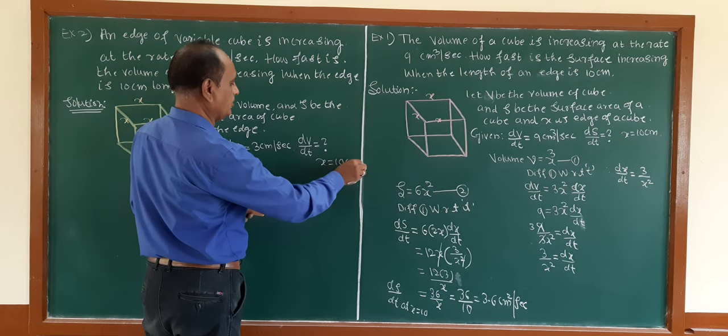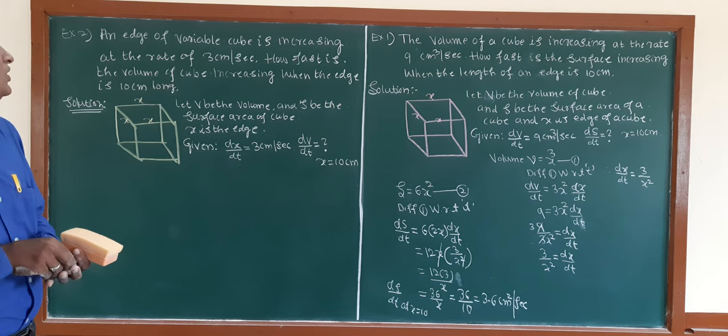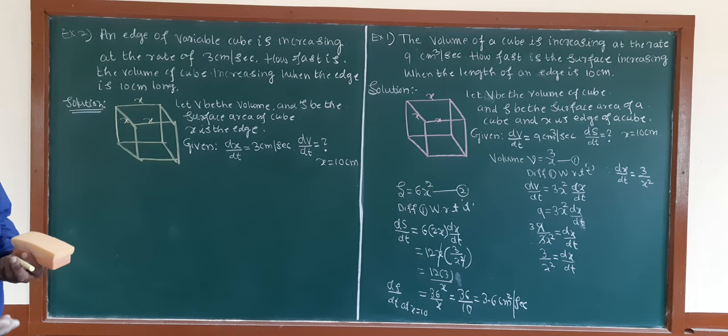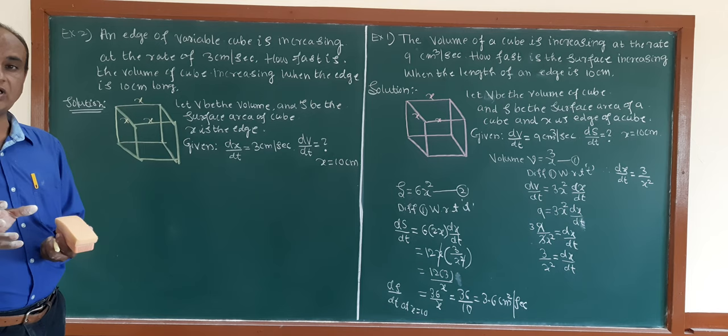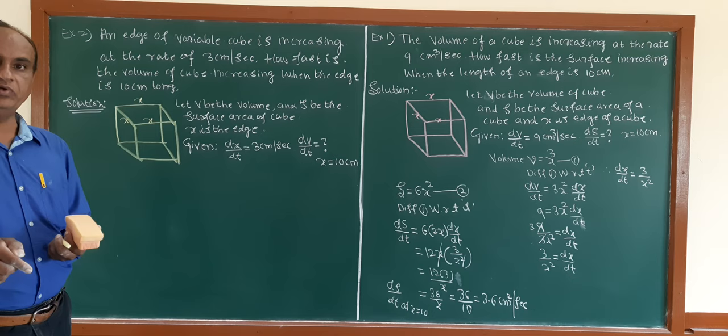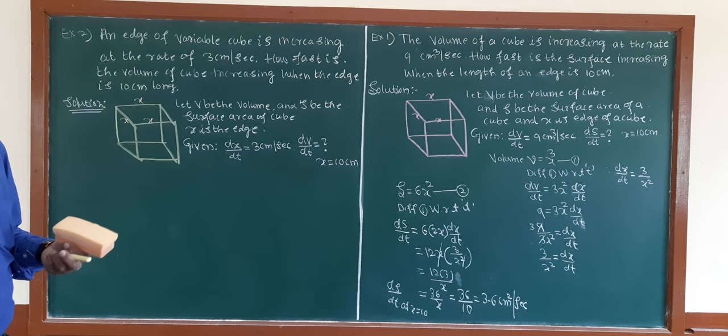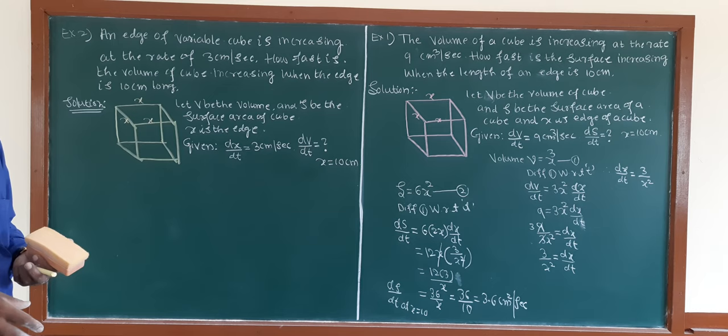The edge of a variable cube is increasing at the rate of 3 cm per second, so dx by dt is given. The requirement is how fast the volume of the cube is increasing, so dV by dt is equal to question mark, when the edge x is equal to 10 cm. We have to decide whether to use the volume formula or the surface area formula. The requirement is volume, so we use the volume first.